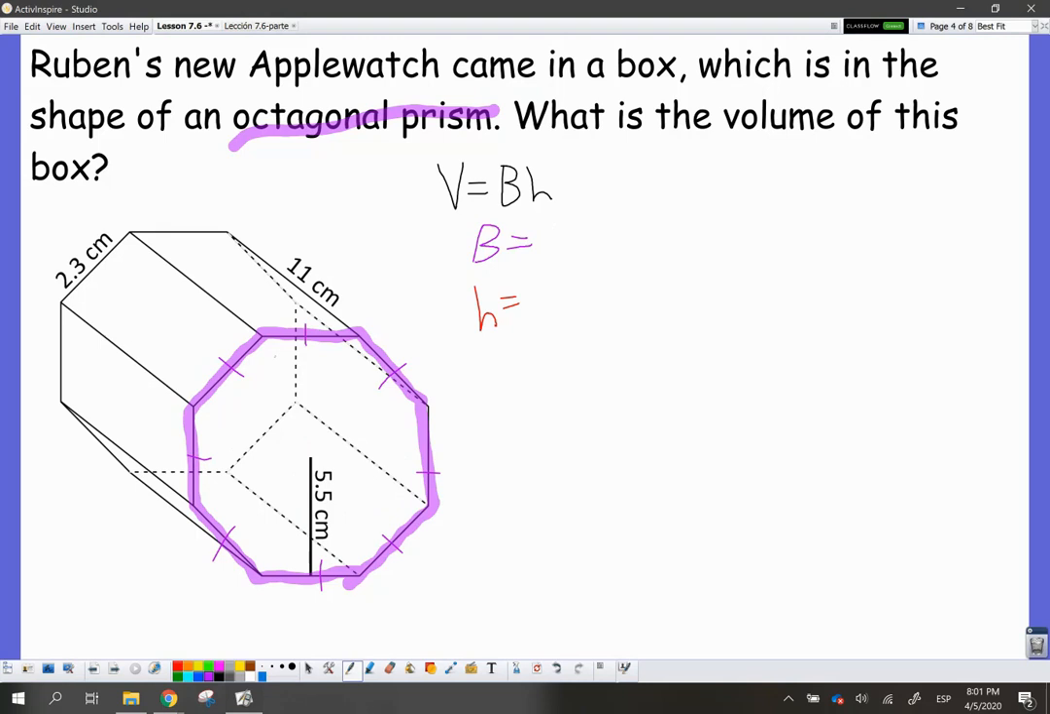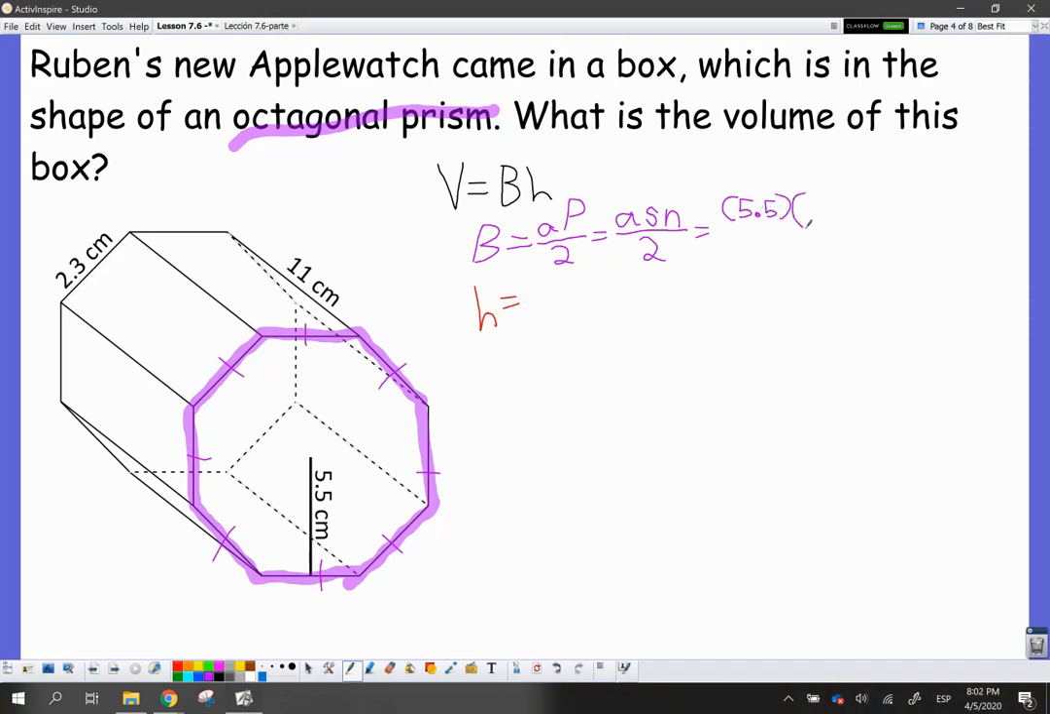Now, area of a regular polygon is the apothem times the perimeter divided by 2. And since we don't have the perimeter given straight out, we can also use the apothem times the side length times the number of sides divided by 2. Now we can see that the apothem of our regular polygon here is 5.5 centimeters. So let's plug that into our formula. I'm putting it in parentheses so we know we need to multiply.